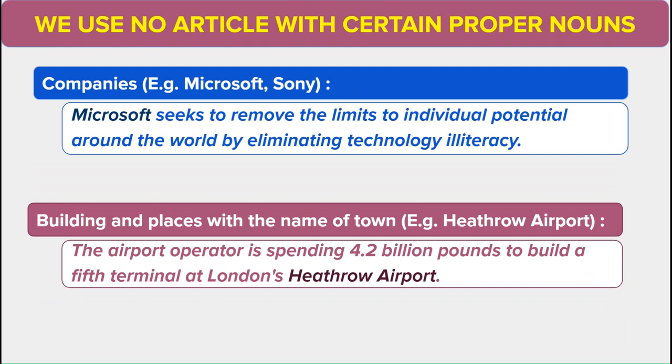Companies. For example, Microsoft seeks to remove the limits to individual potential around the world by eliminating technology illiteracy. Buildings and places with the name of a town. For example, the airport operator is spending £4.2 billion to build a 5th terminal at London's Heathrow Airport.